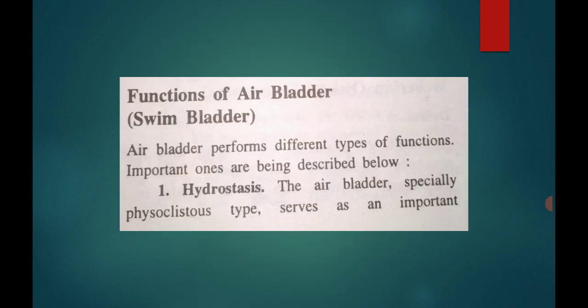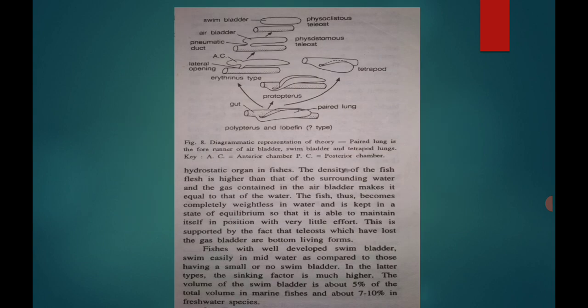Now the functions of the air bladder, which functions as the swim bladder. The air bladder performs different types of functions. Important ones are described below. The first is hydrostatic. Hydrostatic means the presence or reabsorption of water. The air bladder, especially the Physoclistous type, serves as an important hydrostatic organ in fishes.